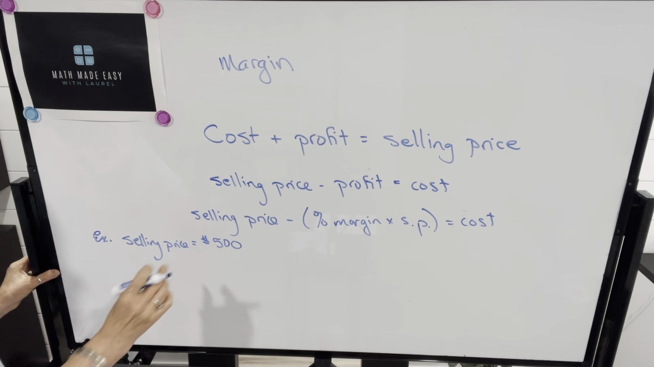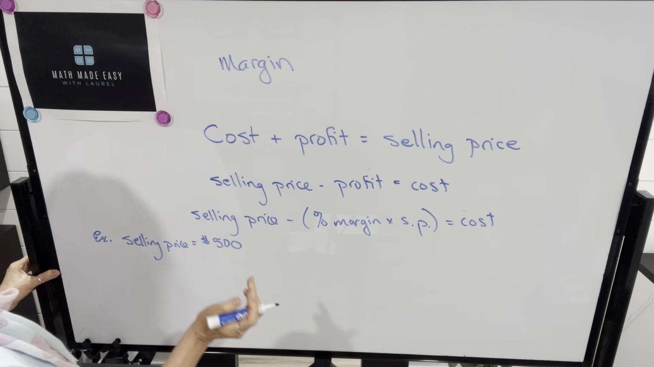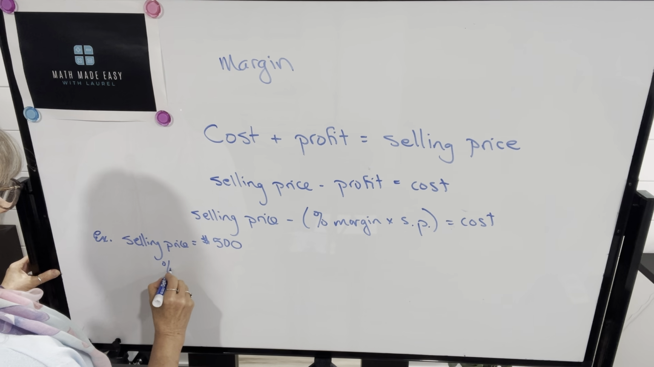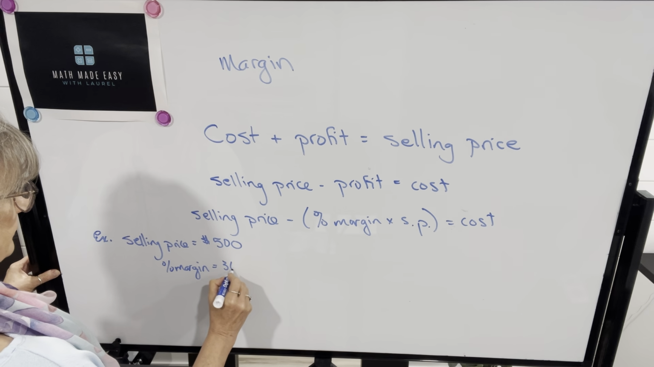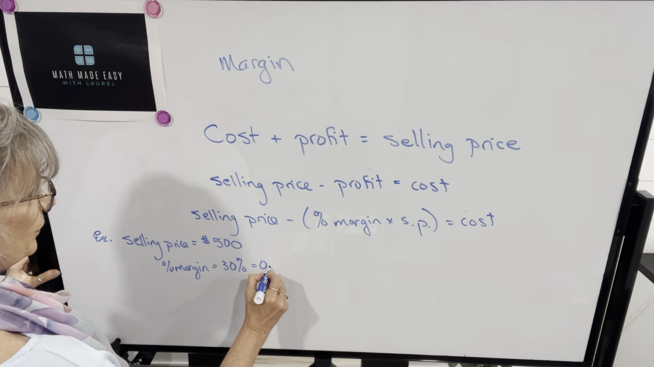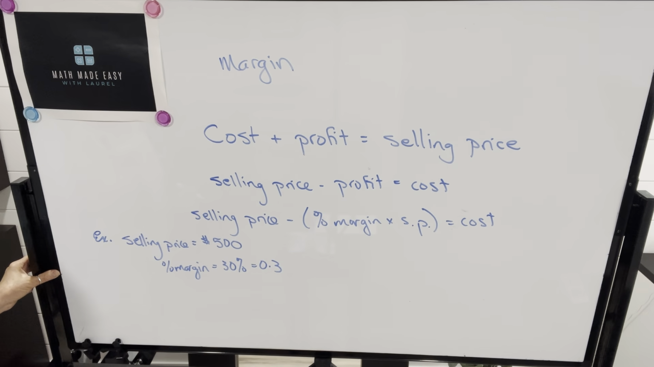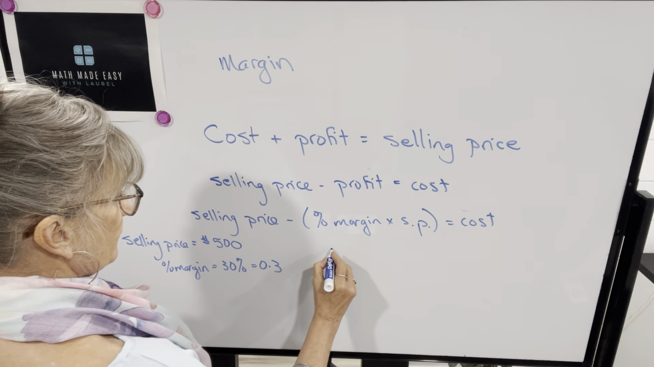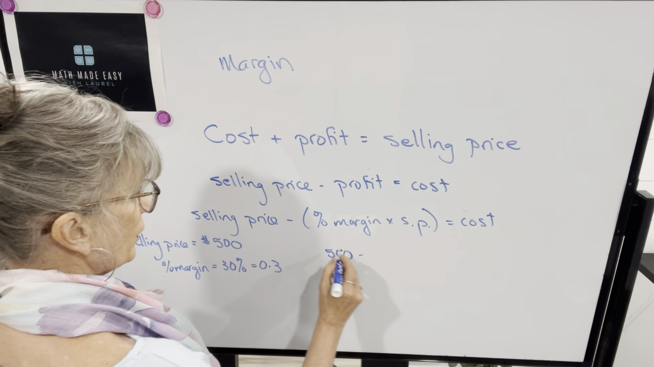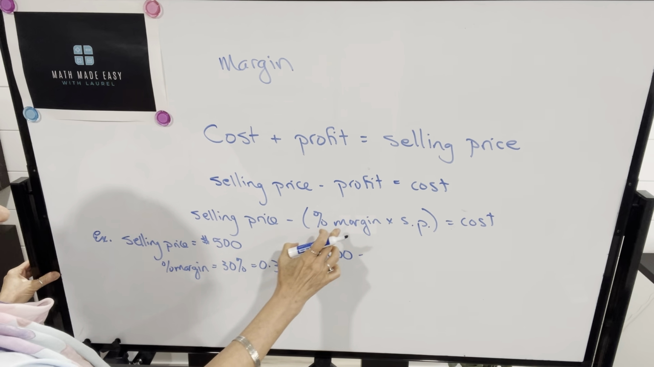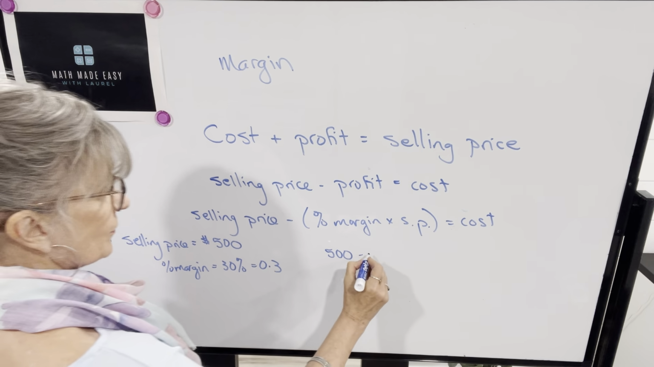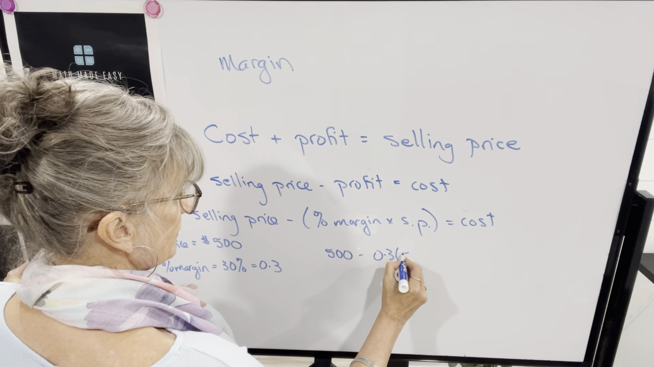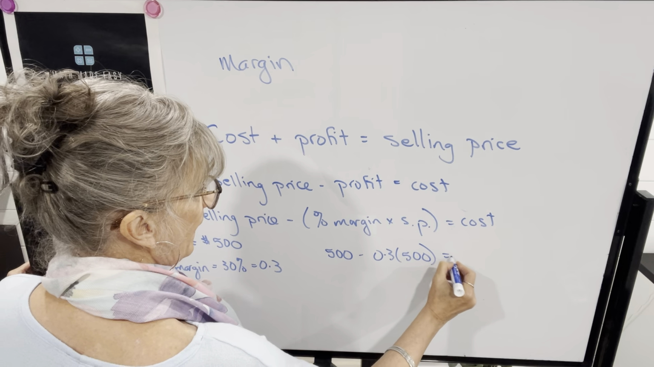Let's say we have an item whose selling price is $500 and the percent margin on that item is 30%, which is 0.3 as a decimal. We want to find the cost. So we're going to take the selling price of $500. We're going to subtract 30% of 500, our percent margin as a decimal, times our selling price. So 30% times 500, and that will equal cost.